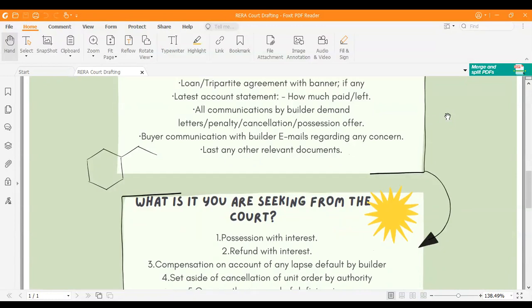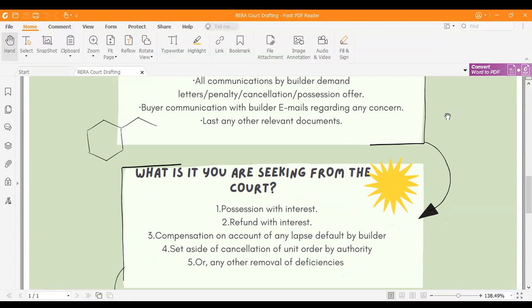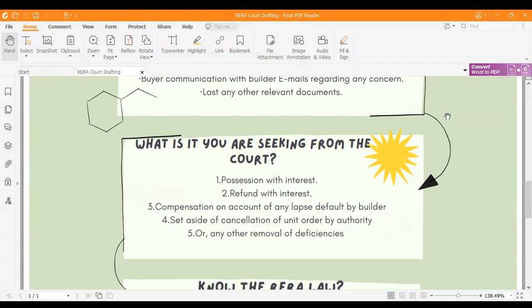Then, any communications with the builder, you should know it before proceeding with the case. What's the latest stance of the builder in removing the deficiencies? So, that will come handy. You must have it before yourself before you start drafting. Then, you should ask whether any possession has been offered, any cancellation by the builder, demand letter, or any penalties. That will play a long role when you're going to argue your matter. Then, any communication from the buyer side towards the builder is also relevant.